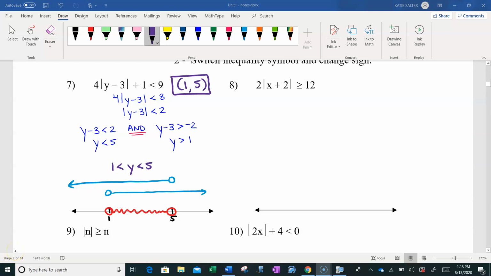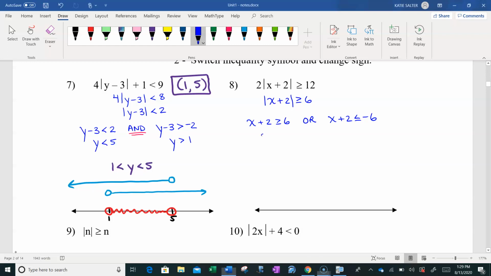Okay, pause the video, try the next one, and when you're finished, start the video back. We divide each side by 2. We get x plus 2. The absolute value of x plus 2 is greater than or equal to 6. Greater is an OR problem, so we break it up into our two problems. First one, keep the same. Second one, drop the absolute value, switch that inequality symbol, and change the sign.